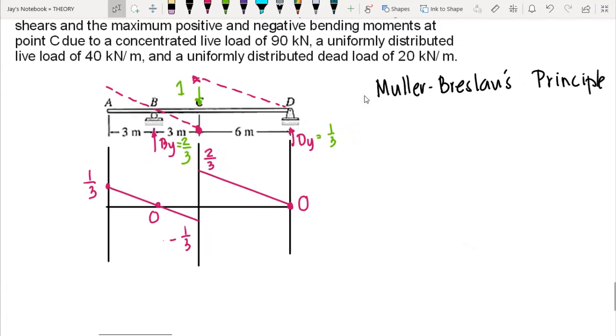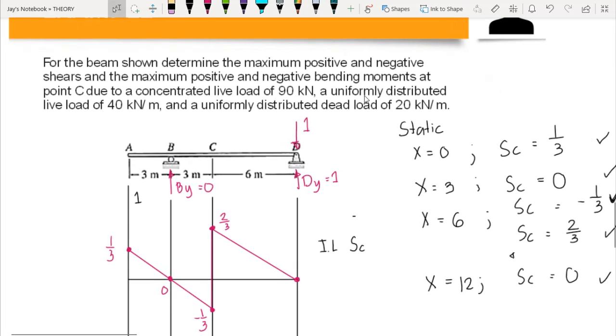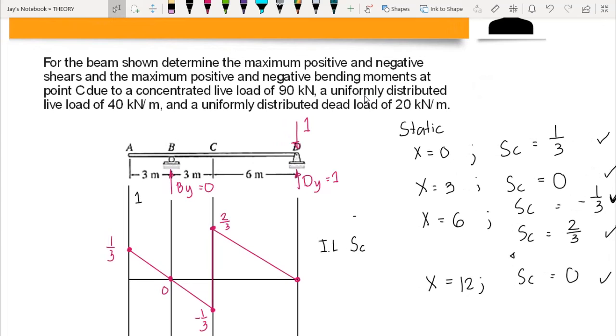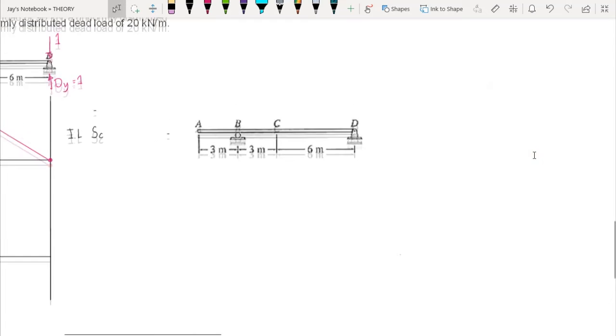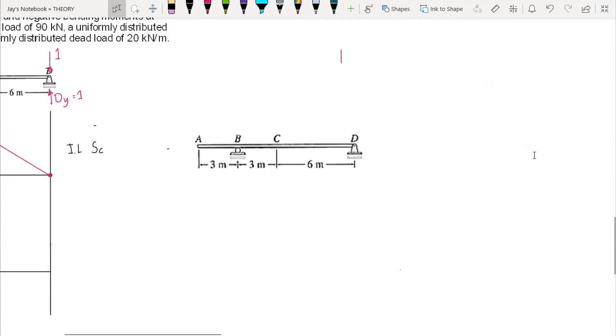So in applying Muller-Breslau's principle to this beam, we need to apply the equilibrium or static equations at the same time. That's how you are going to use Muller-Breslau's principle for this shear influence diagram. And then we draw the influence line for the bending moment at point C. For the influence line for the bending moment at C, we can use Muller-Breslau's principle directly. If you want to solve it by equilibrium or by statics, you can do so, but to expedite the process, I prefer to use Muller-Breslau's principle.